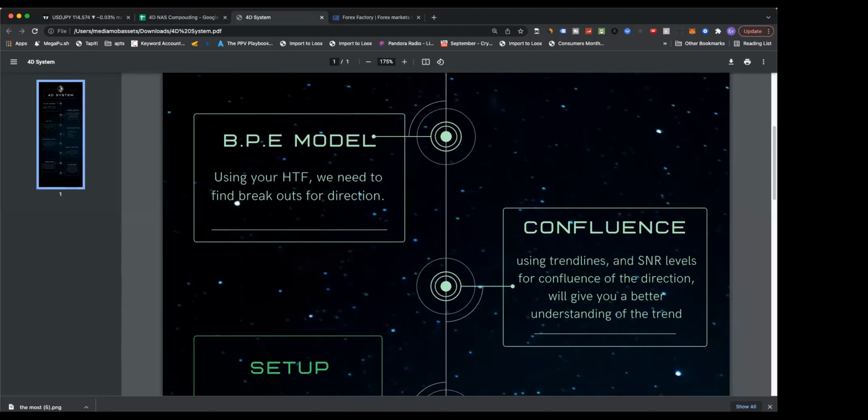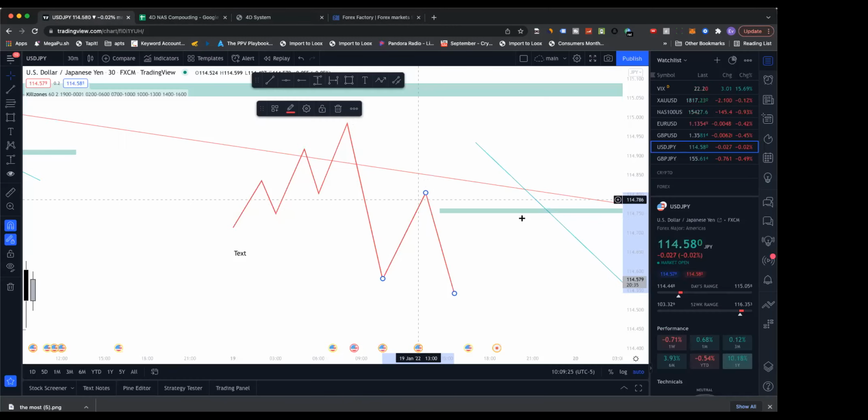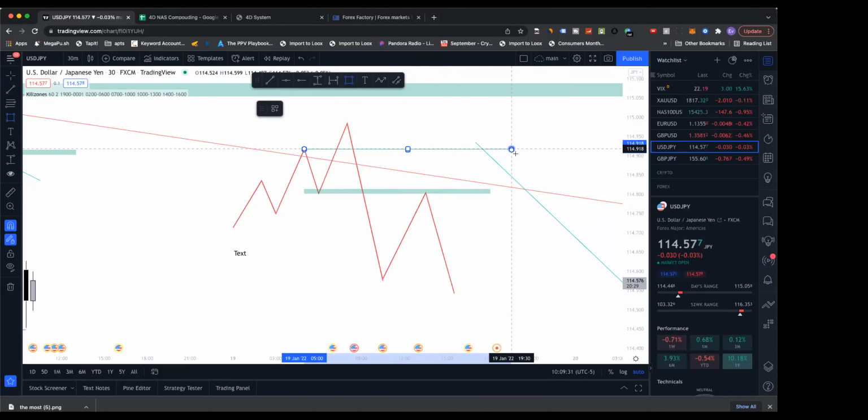From there, we need to find our setups. Okay, so using the 7 setup models, we need to identify them in confluence with the higher time frame direction. Okay, so once we have that, this area, it could be this, if this was a QM, which it is, we could be looking for this area up here.